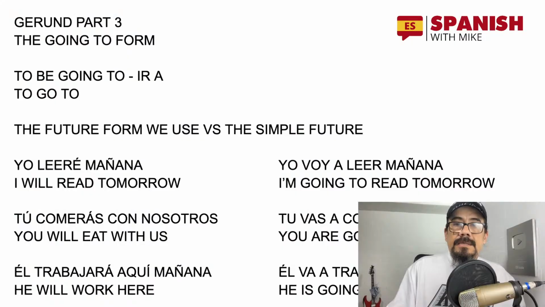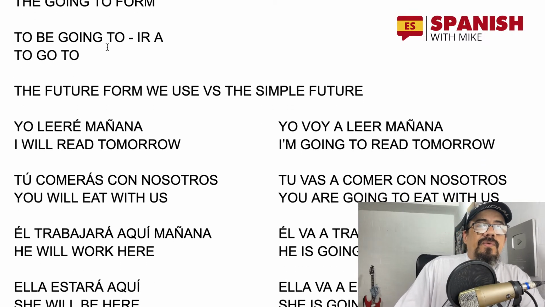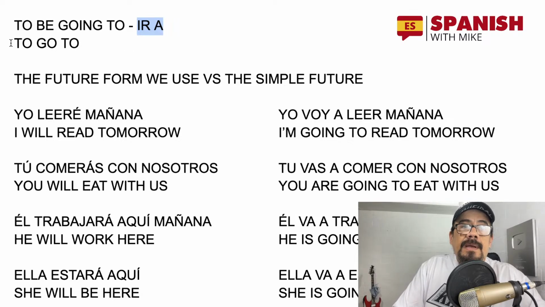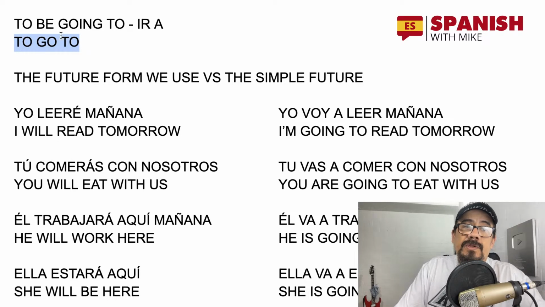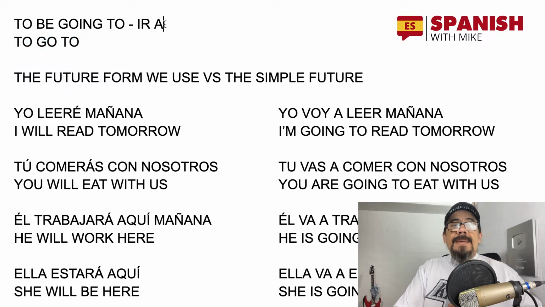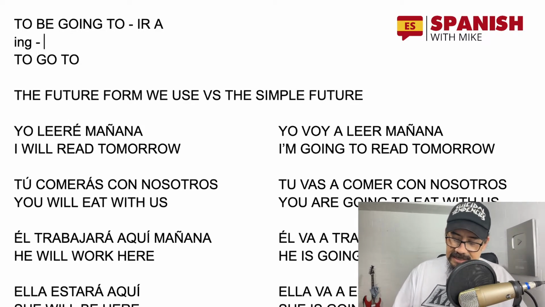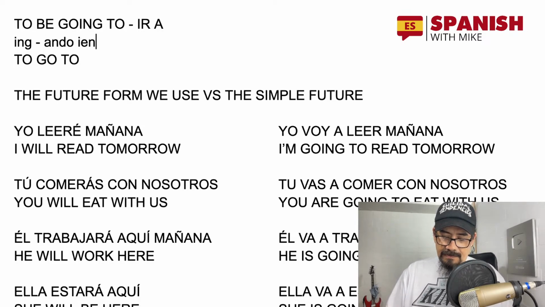Let me show you this real quick here. Just a second. Okay, so the going to form. To be going to is translated as ir a. We're going to go there shortly. That would be just like a literal translation from to go to. The form to be going to has to be translated as to go to. Meaning, because we know that the ing form could be translated either as ando, yendo.